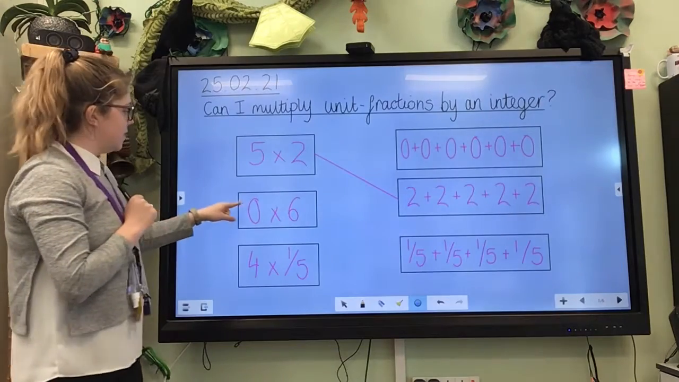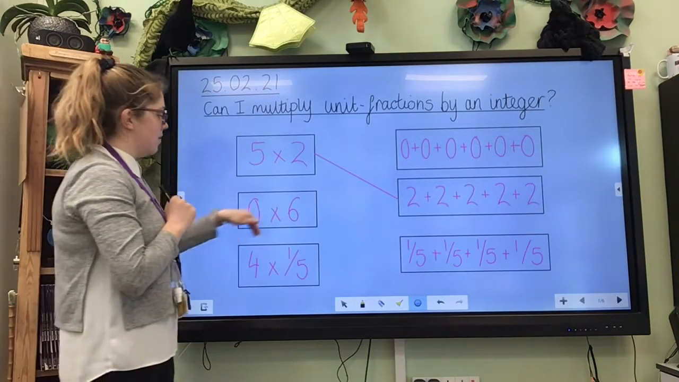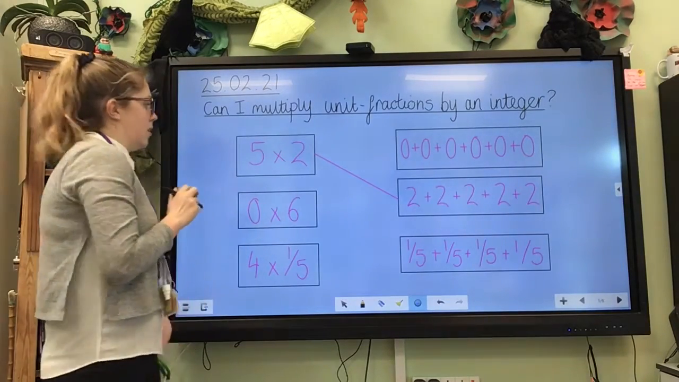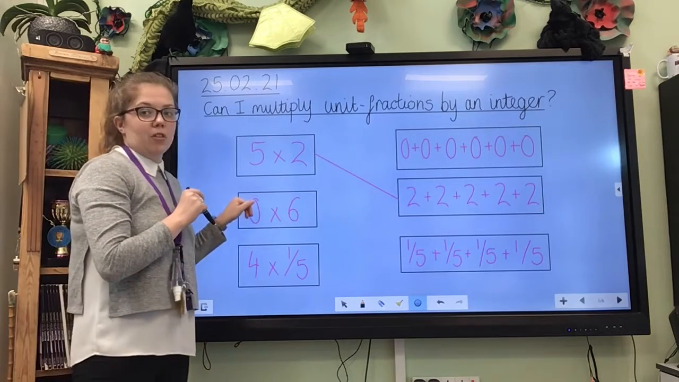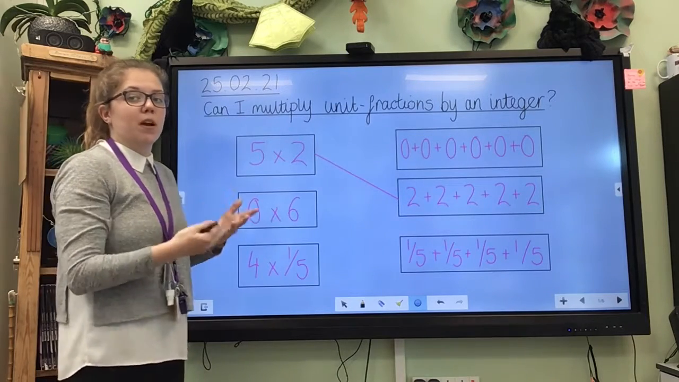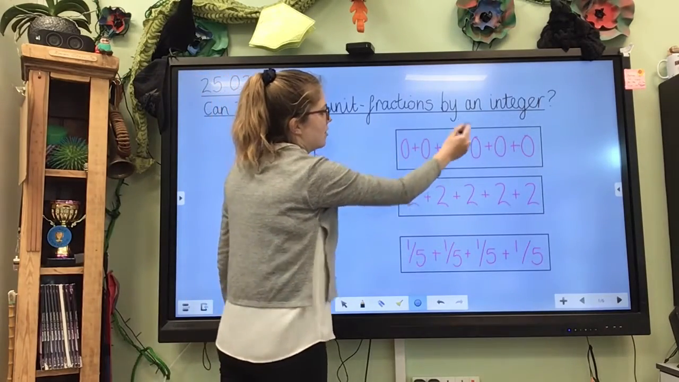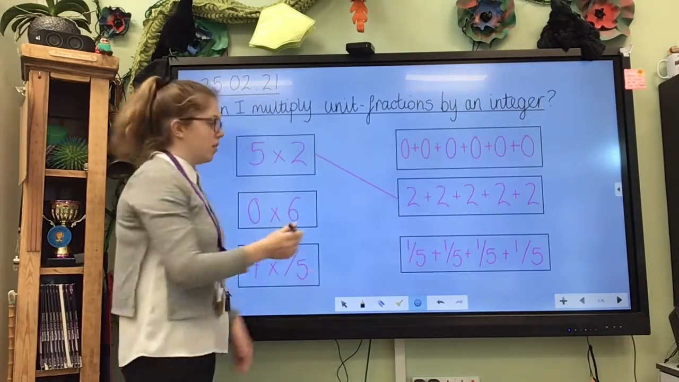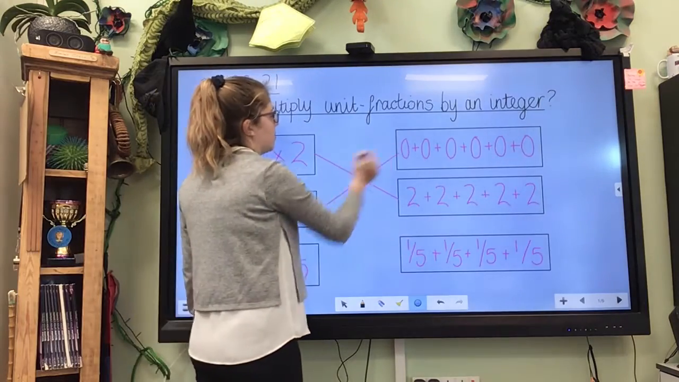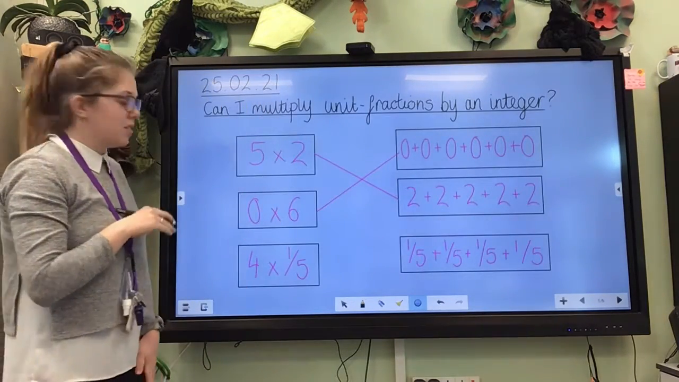What about this 0 times 6, 0 multiplied by 6? Now, when you multiply something by 0, the answer is always 0, because you're multiplying something by nothing. And we can see here we've got 0, add 0, add 0, add 0, add 0, add 0, which would give us our answer of 0. So that goes with that one. Well done if you've got them right so far.